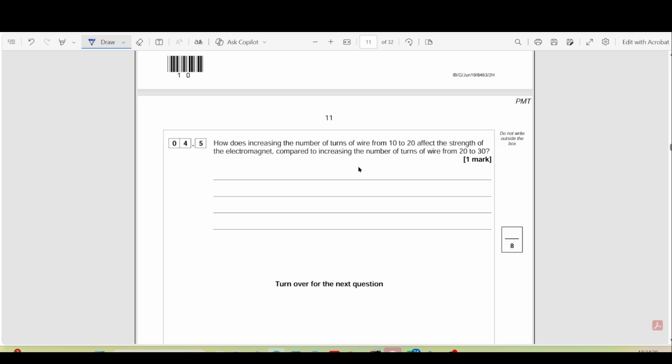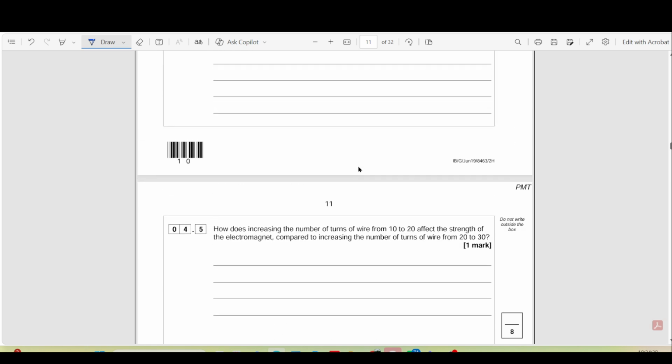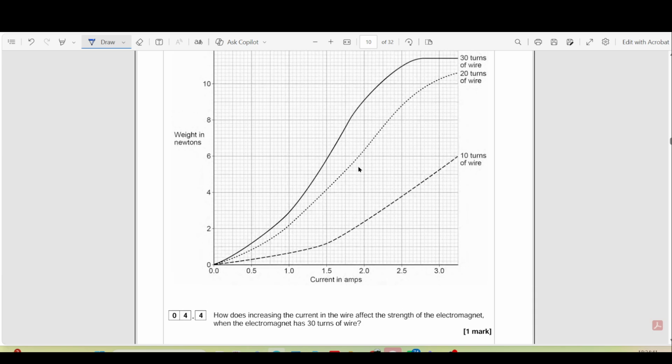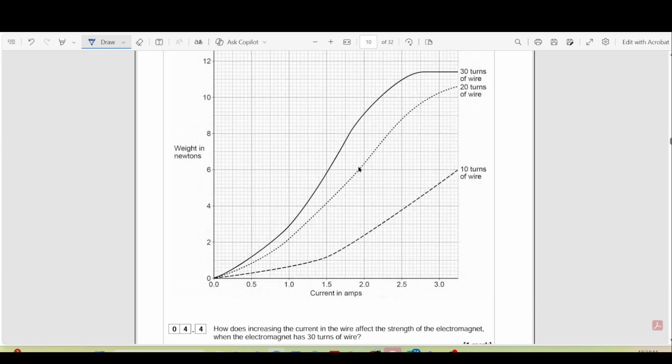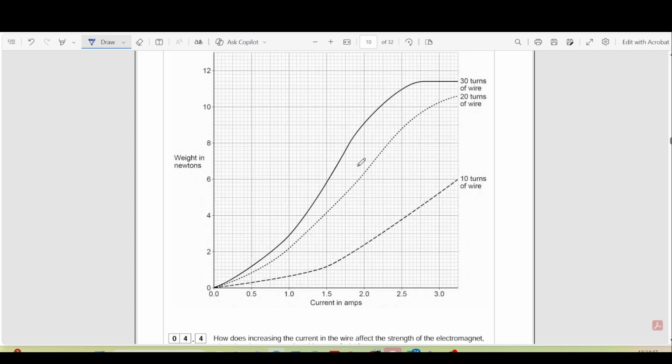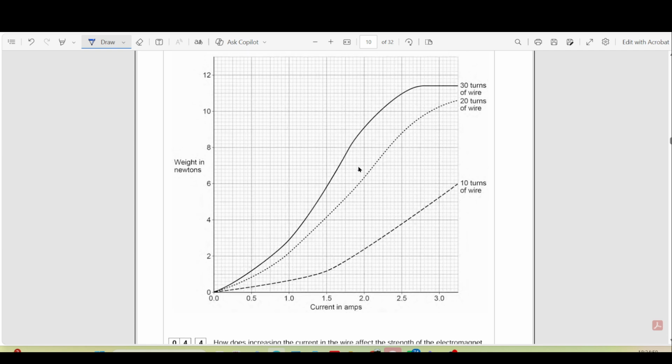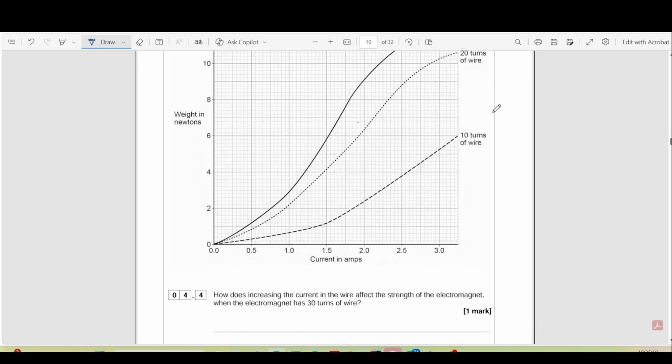How does increasing the number of turns of wire from 10 to 20 affect the strength of the electromagnet compared to increasing the number of turns of wire from 20 to 30? 10 to 20? Yes, 10 to 20 is a much larger increase in weight, then 20 to 30 is a much smaller increase in weight. There is a much larger change from 10 to 20 turns than from 20 to 30 turns, right? Mhm.